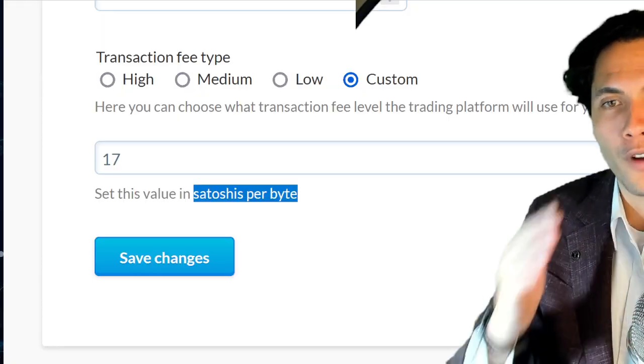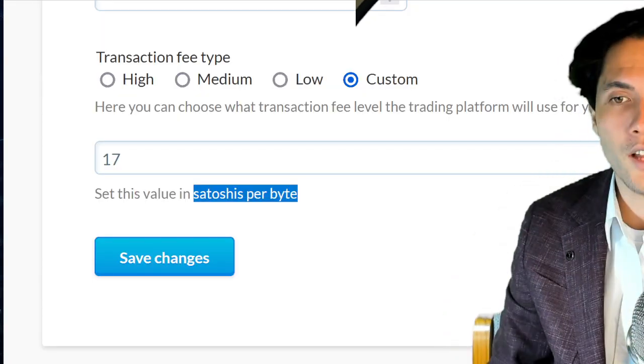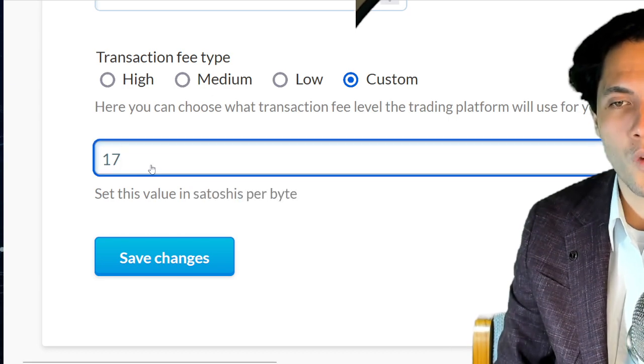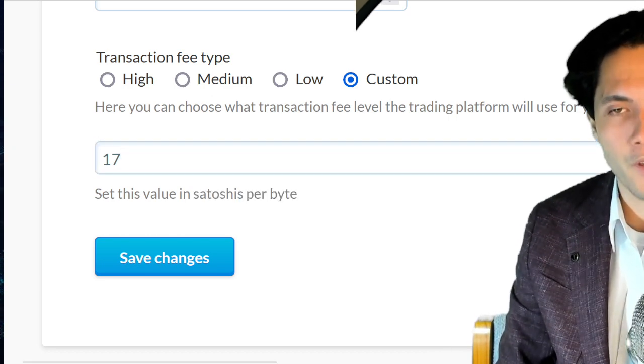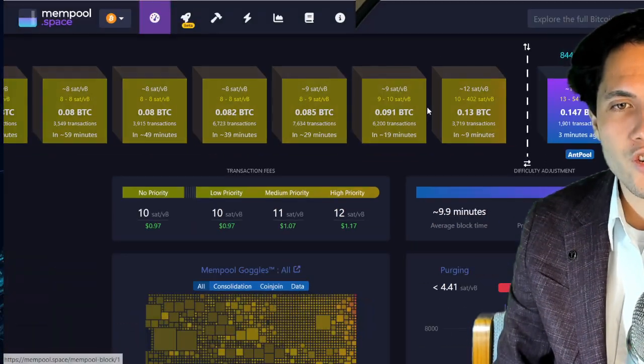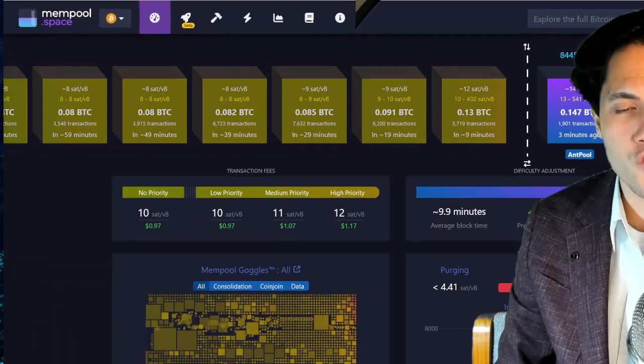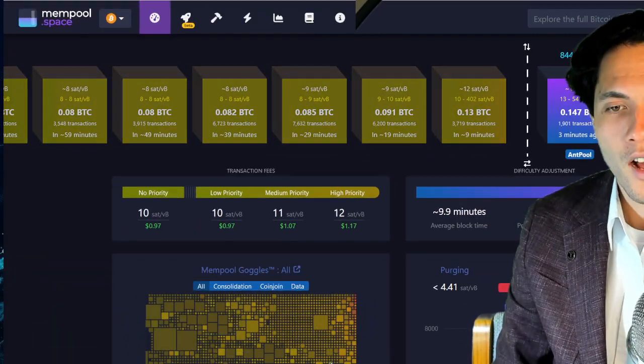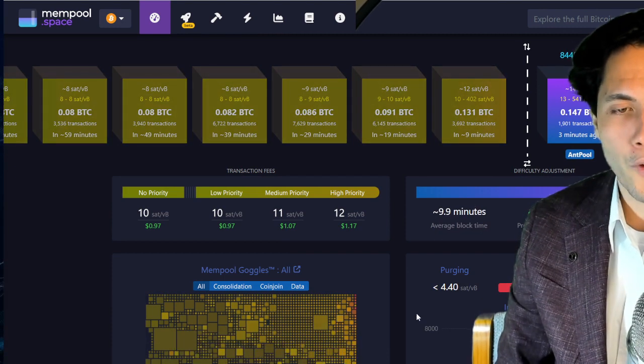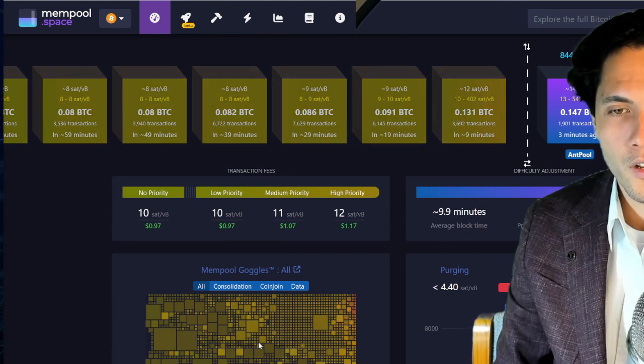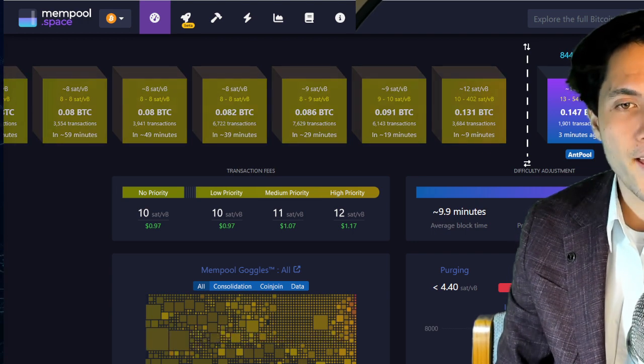So whenever you're sending funds on any wallet or anything like that, you'll have the option to write how much SAT/VB you want. Now, it doesn't actually say precisely how much money that actually is. So I'm going to simplify it for you, and I'm going to give you a rough estimate based on my experience.